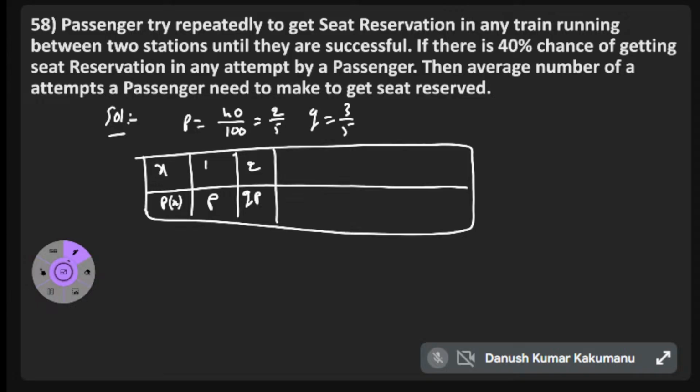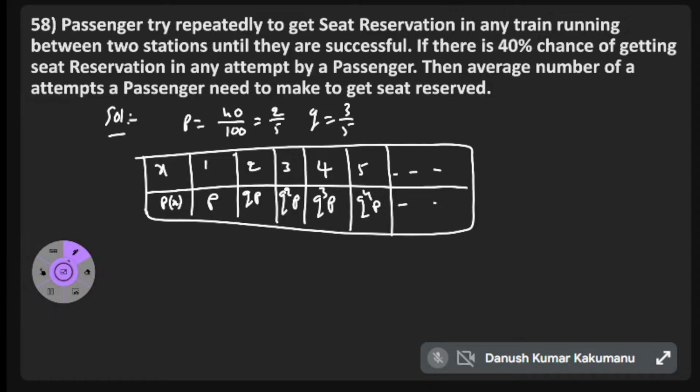Third one is what? Tell me. When is it required to go for the third attempt? Q square P. Fourth attempt, Q cube P. Fifth attempt, Q power 4 P, and so on. There is no restriction on the number of attempts.